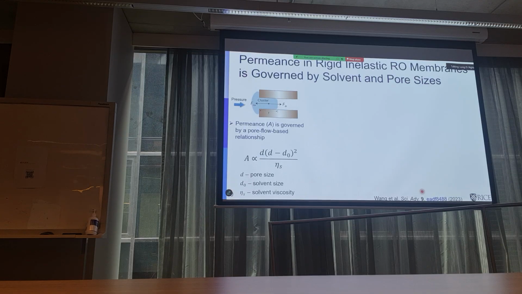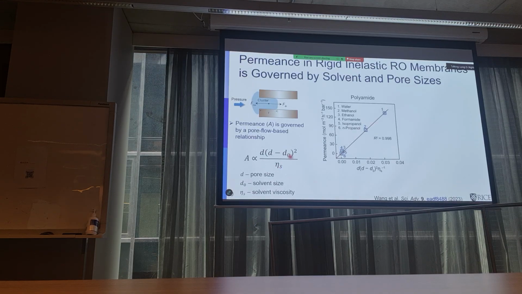You can do experiments with different solvents. And we derived this equation for the permeance, or the permeability. The thickness-dependent permeability is equal to the pore size of the membrane times the difference between the pore size and the solvent size, d0, and 1 over viscosity. This is the viscosity, 1 over viscosity, and this relationship.